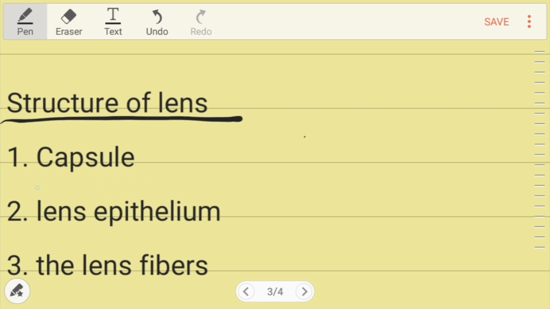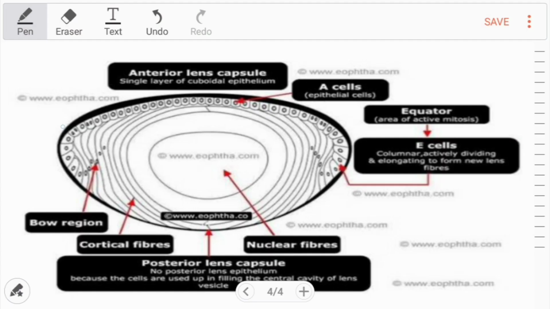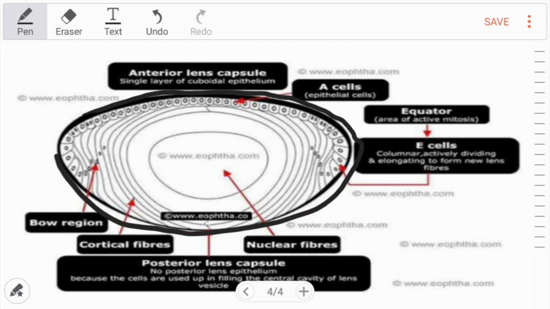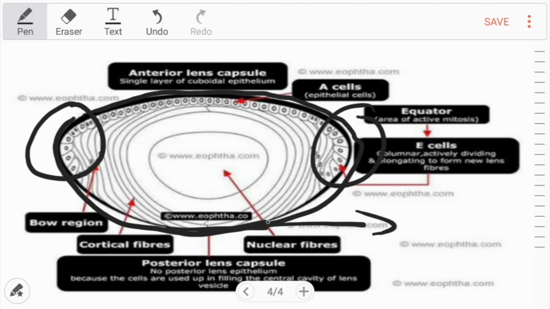The structure of the lens consists of the capsule, lens epithelium, and the lens fibers. The capsule is an elastic basement membrane that covers the entire lens. The capsule is thickest at the equator regions and thinnest at the posterior pole. So here it is thinnest.